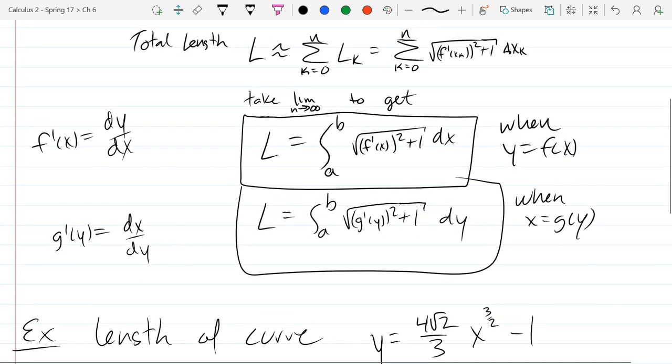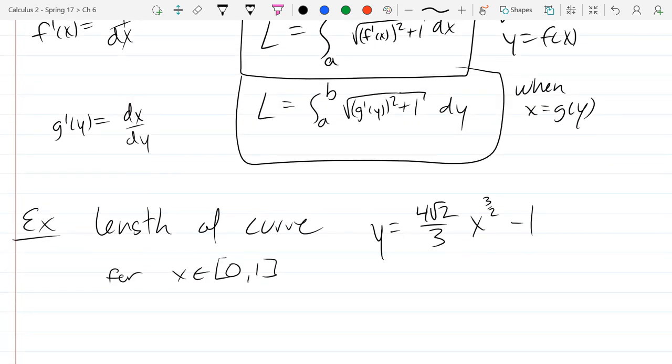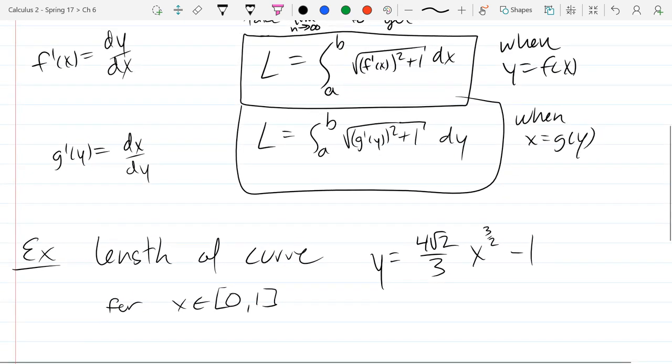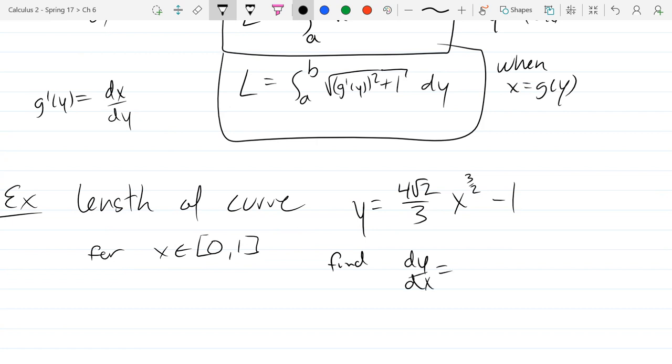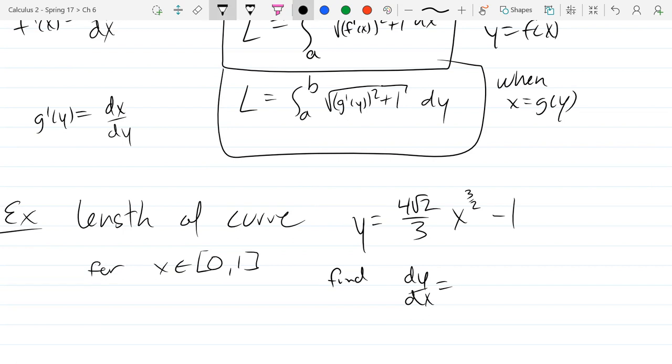So what we need is to find the derivative of y, or dy dx, and then plug it into the first formula. We got a function of x. And if you want to call this f of x, totally fine. And then you'll be finding f prime of x. So whatever of those two notations you like better, use that one. So if you like function notation or just the y equals notation. So find the derivative, square it, and then plug it in.